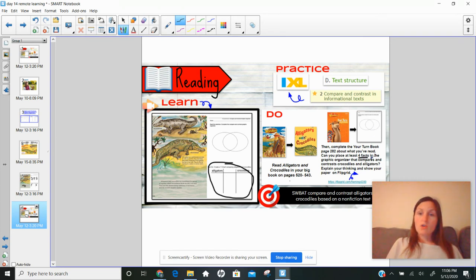Okay, but again, don't forget to explain it on Flipgrid when you're done, how you compare and contrast and what are some of the cool facts that you learned about alligators and crocodiles.